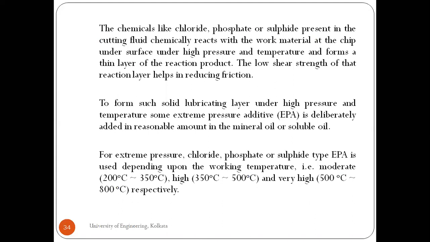The chemicals like chloride, phosphate, or sulfide present in the cutting fluid chemically react with the work material at the chip under the surface, under high pressure and temperature, and form a thin layer of reaction product. The low shear strength of that reaction layer helps in reducing the friction. Now, these are important factors, like extreme pressure additive for cutting fluid or lubricating.